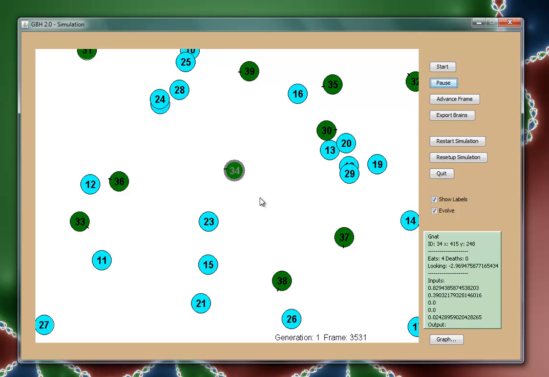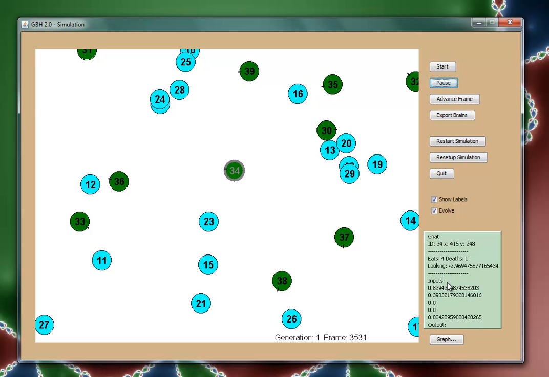So we can actually look over here. I have this gnat here selected, gnat 34. And if we look at the bottom right, there's a display panel showing us some basic information. He's eaten 4 mushrooms during this generation. You can see the direction he's looking. This is just in radians. So we can also look at the inputs.